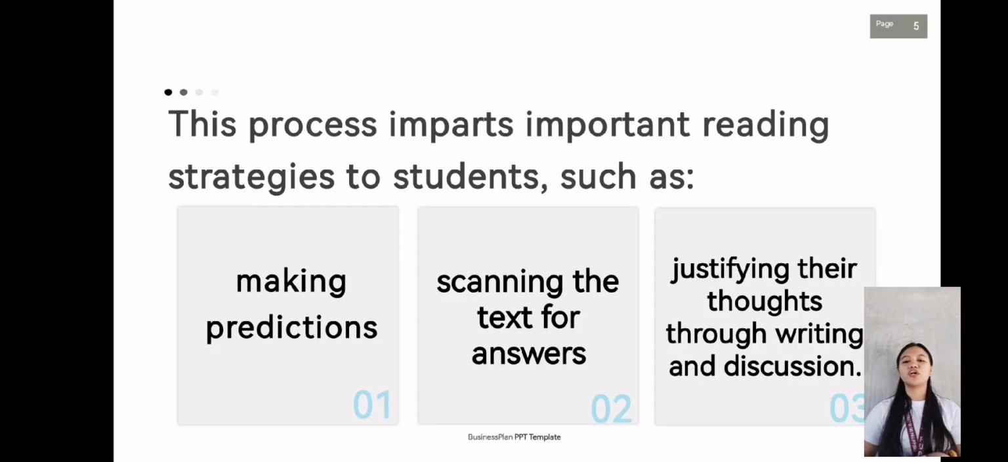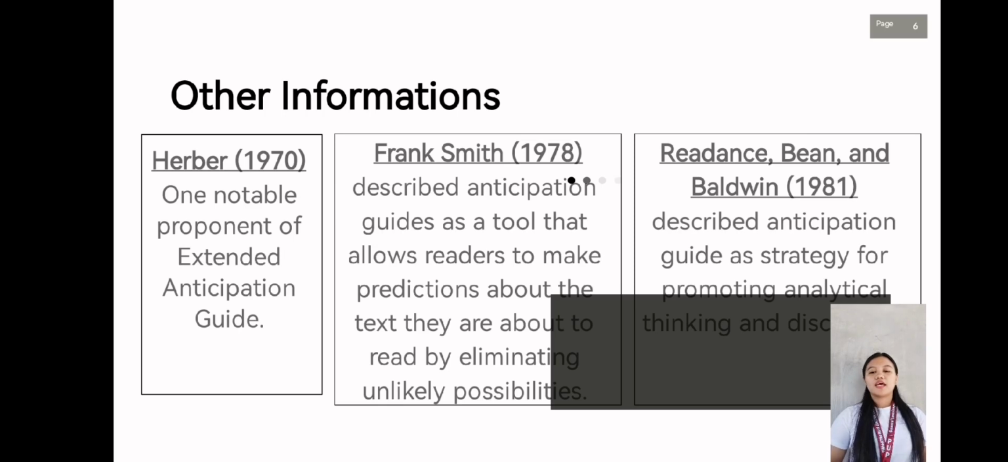Now let us move on with the importance of this reading guide. First, through this guide, the students can make predictions. They can also scan the text for the answers, and they can justify their thoughts through reading and discussion. Therefore, this guide will aid the learners in learning new concepts and even vocabulary.